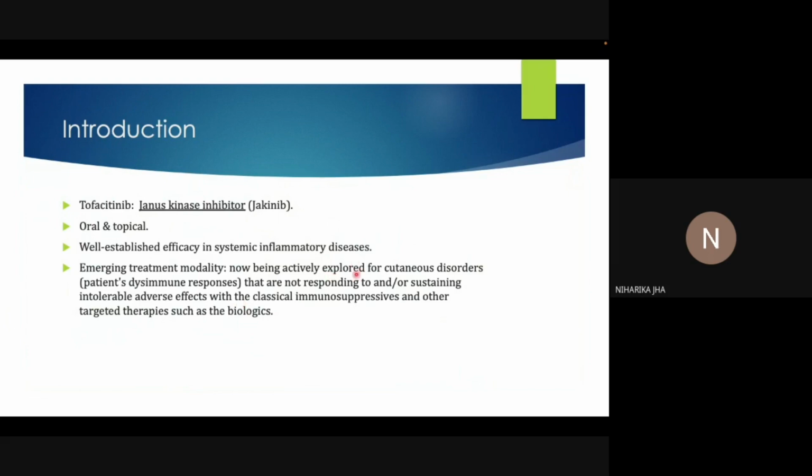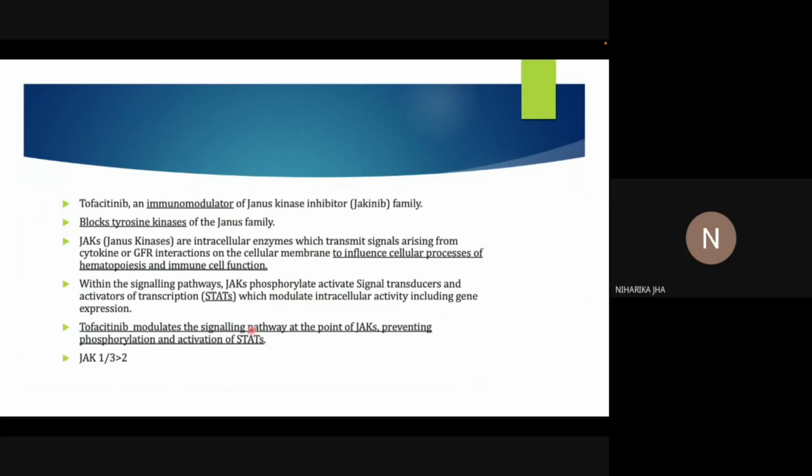It is now being actively explored for cutaneous disorders in which the problem is because of the patient's dysimmune responses. It is particularly used in those patients who are not responding to the classical immunosuppressives, or because of one reason or the other, we are not able to start the patient on the classical immunosuppressives or other therapies such as the biologicals.